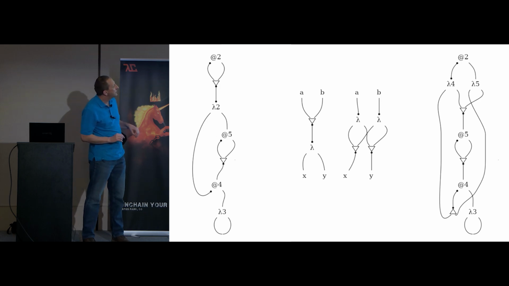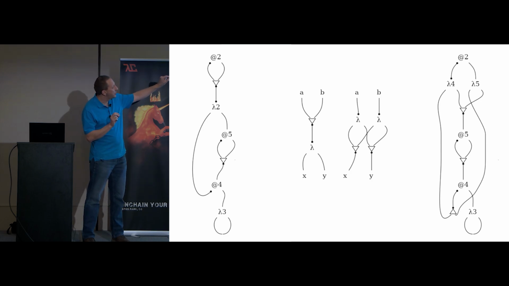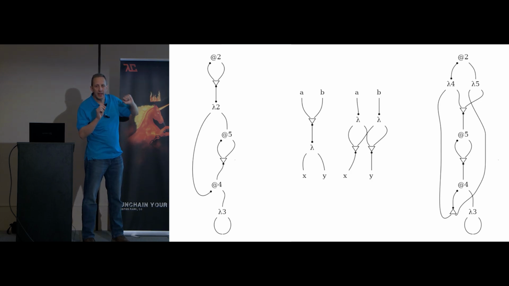And when you do that, you get lambda 4 and lambda 5 introduced over there. But notice that the body of the lambda is not duplicated. That duplication node, that triangle, just moves through the lambda nodes and duplicates them, but they're sharing the body. That's a key point.